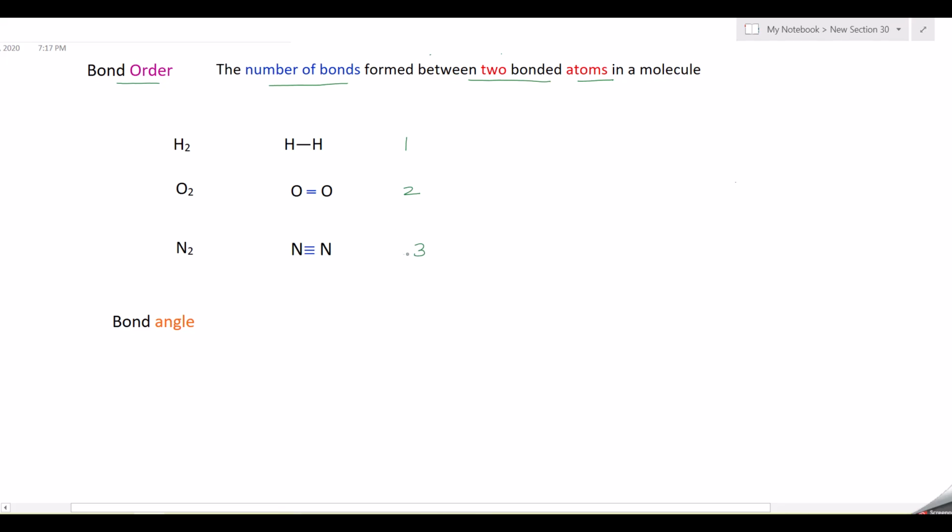This bond order you can also determine from the number of pairs of electrons shared between two atoms. Here only one pair of electrons is shared. So that is 1. Here 2 pairs of electrons are shared. So 2. Here 3 pairs of electrons are shared between two nitrogen atoms. So the bond order is 3. So the number of bonds between two bonded atoms, that is what we call bond order.